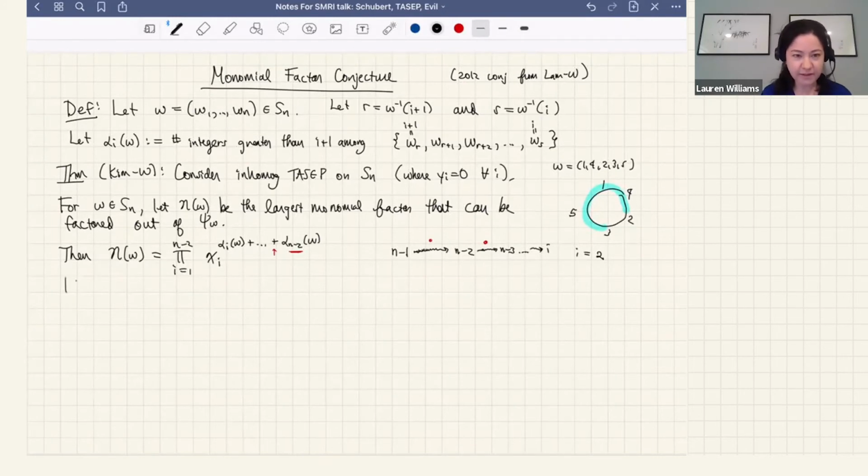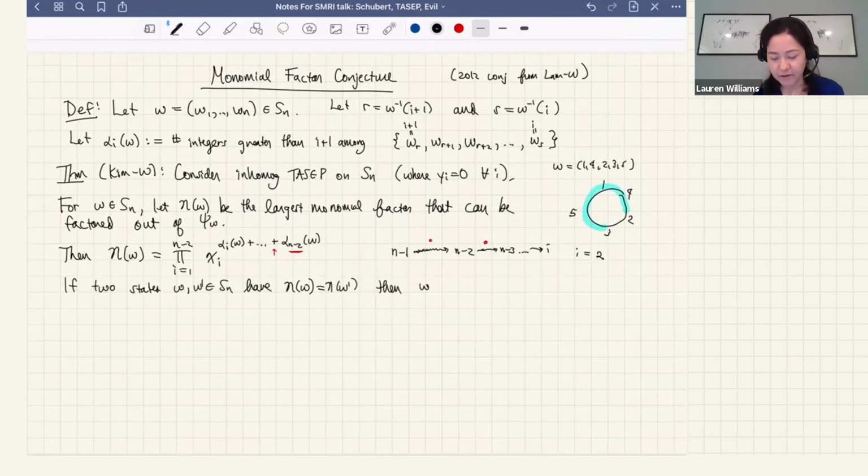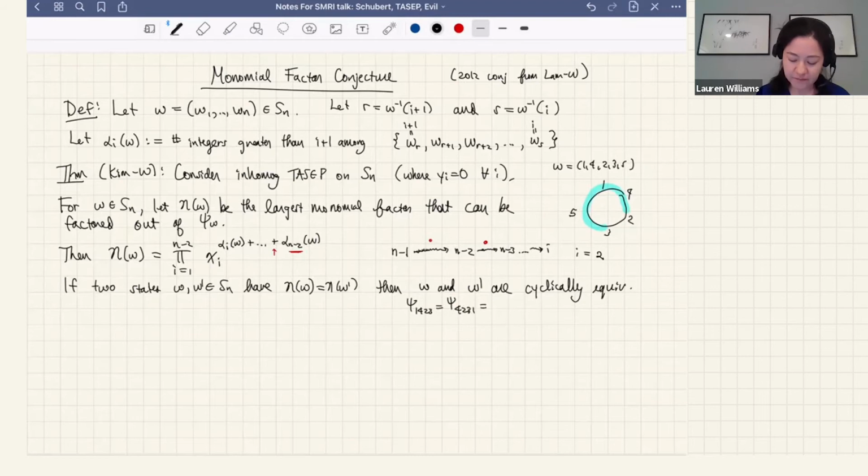And then the other part of the statement is that if two states, W and W prime in S_n, have the same monomial factor, then W and W prime are the same up to cyclically shifting. They're cyclically equivalent. Just meaning that, I think I had an example at the beginning saying that psi_{1,4,2,3} is the same as psi_{4,2,3,1}, and so on.